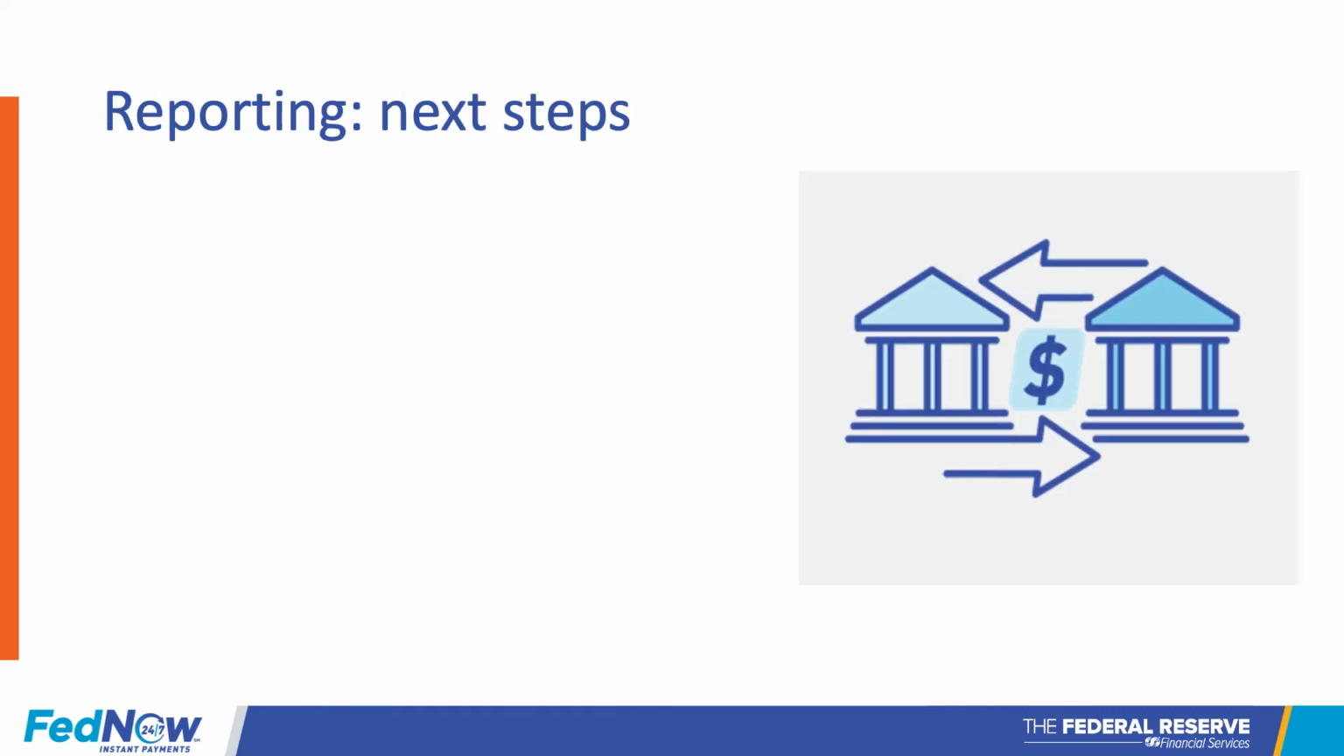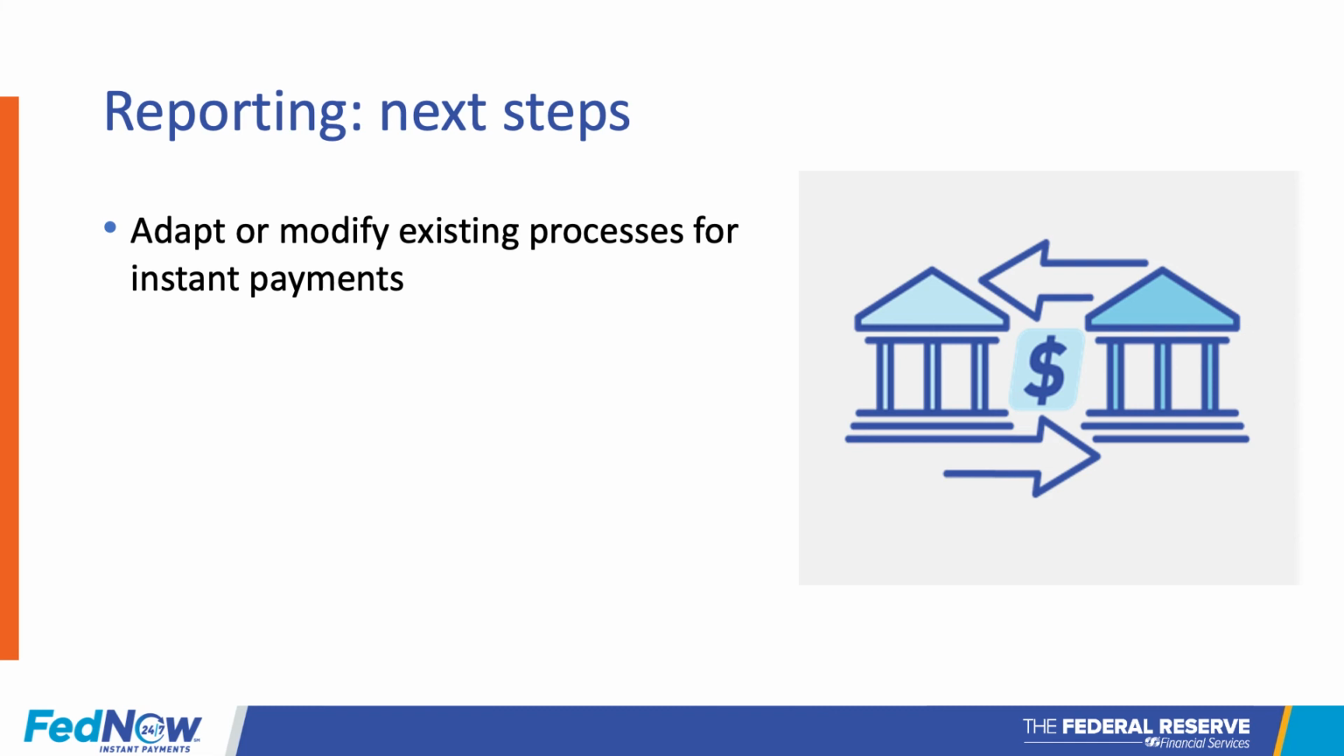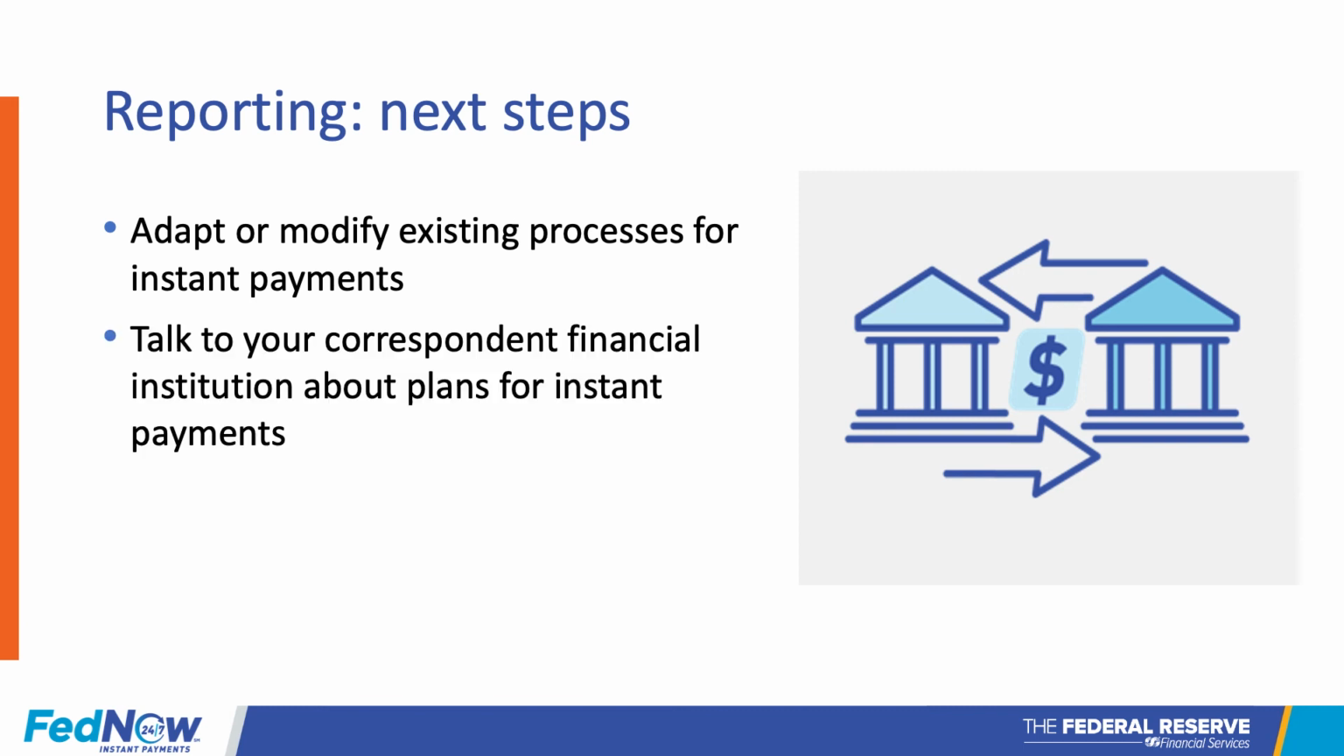As you think about next steps relating to reporting, consider how your institution might adapt or modify existing reconciliation processes for instant payments. For instance, you may need to modify processes to take into account intraday reporting from the FedNow Service. If you use a correspondent financial institution, now is the time to make plans to offer instant payment services. If your institution offers correspondent services, now is the time to talk to respondent customers about their roadmap to instant payments.